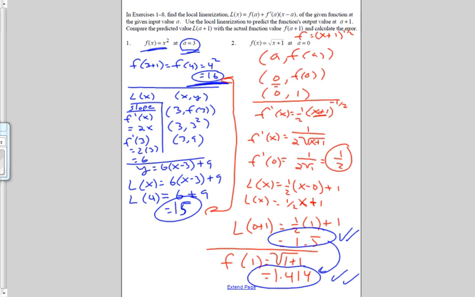And of course, the local linearization works best, it's always going to work best, when we're looking at values really, really close to whatever our a value is. So if instead of looking at L of a plus 1, we looked at L of a plus 0.1, it's going to be more accurate.